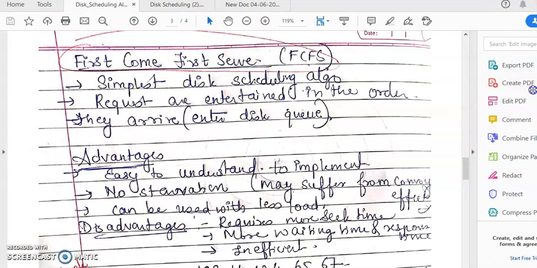Hello students. Last time we discussed the structure of the disk and what disk scheduling algorithms are. Now we will move on to the disk scheduling algorithms.